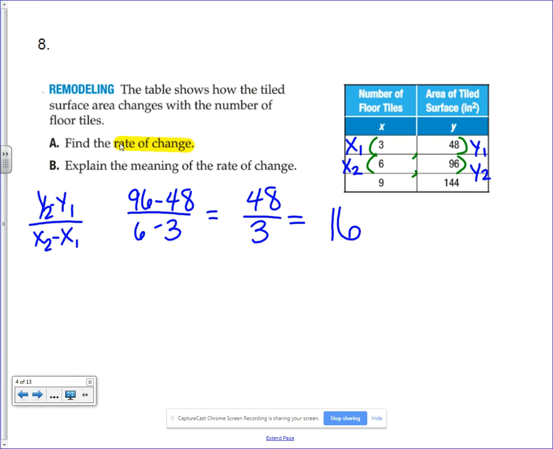What are the units on your y? What units are on your y? Inches squared per, what units are on your x's? Per tile. So what does this mean, folks? Every tile you lay is 16 inches squared. That's bigger than what you see on this floor. I believe these are 12 by 12 floor tiles. Okay. Everybody okay? Make sense?